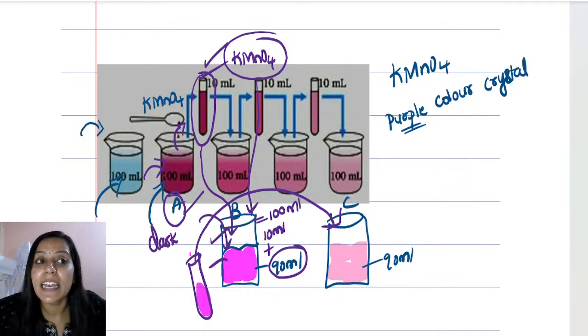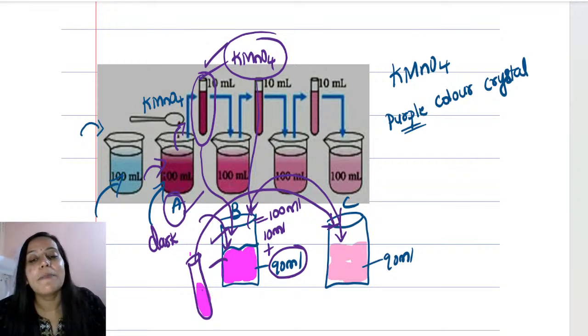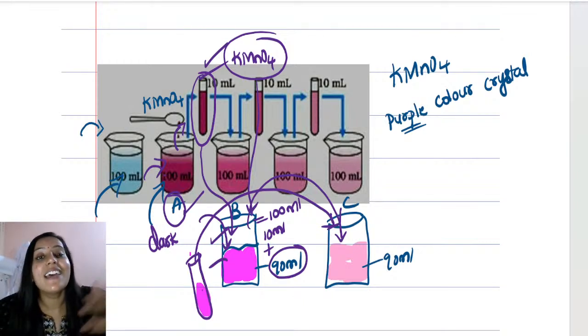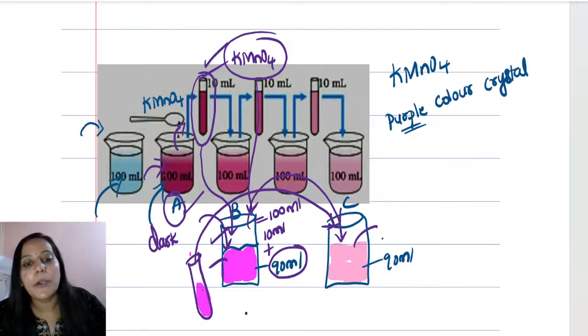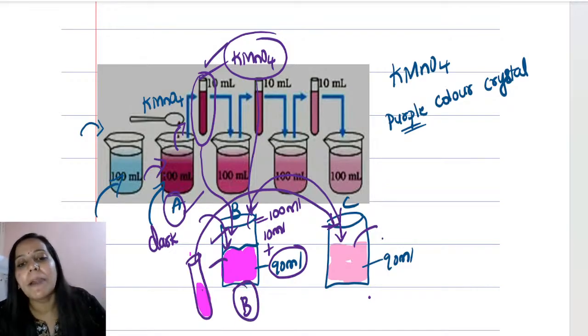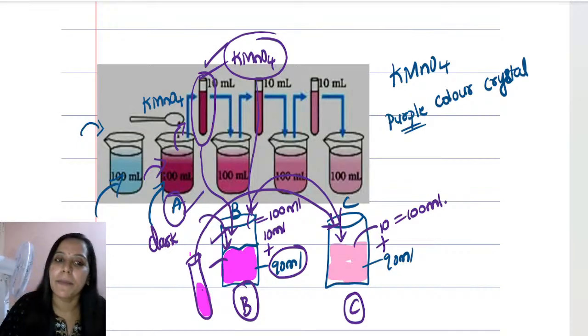First of all, the particles are discharging the color. Potassium permanganate particles, when added to beaker C, are further getting divided. On further division, the 90 ml of solution has changed its color to a little bit lighter pink compared to beaker B. Compared to beaker B, beaker C gets one shade lighter. When 10 ml was added to 90 ml, again the solution became 100 ml.